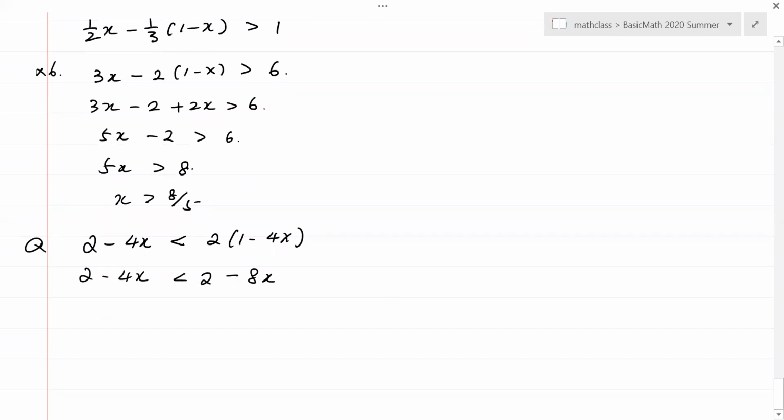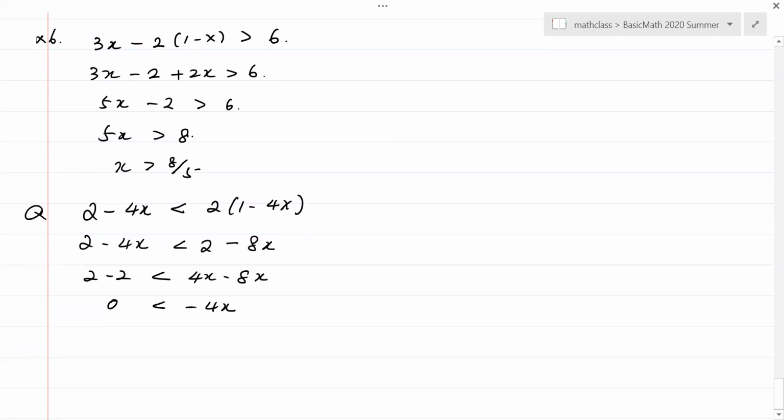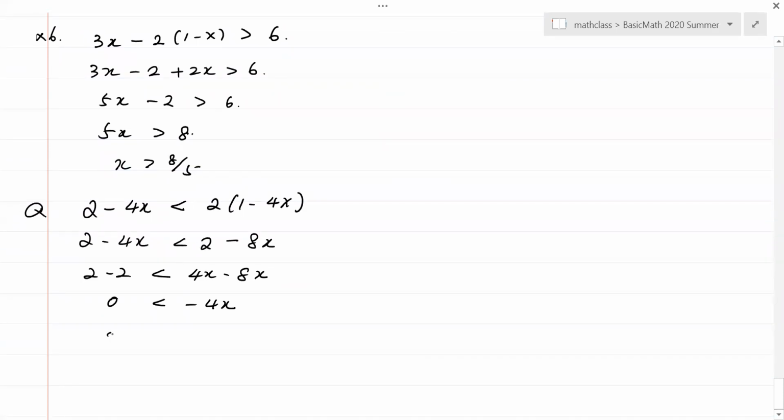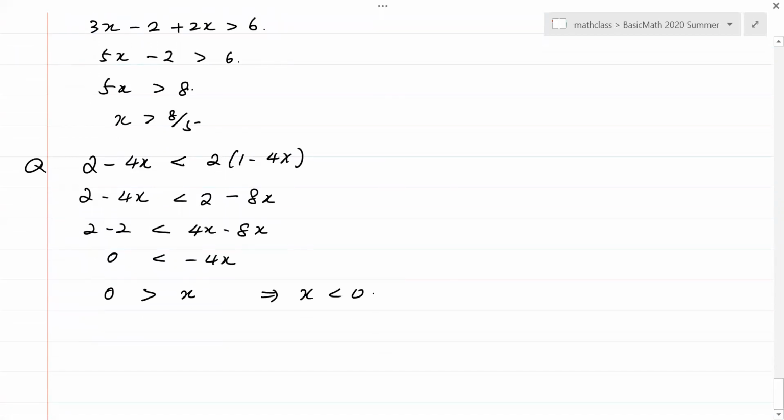Then you have to be careful, right? So the 2 canceled out, right? So you move 2 to the left, move 4x to the right-hand side. So you get 0 less than 4x. You have to divide both sides by negative 4, so the inequality flips to greater than, so x is less than 0. Okay.